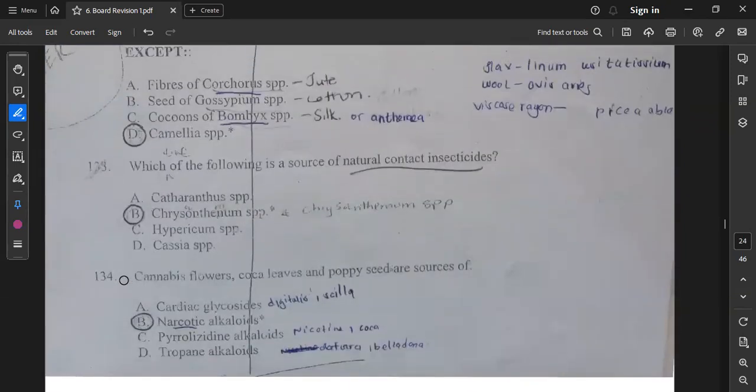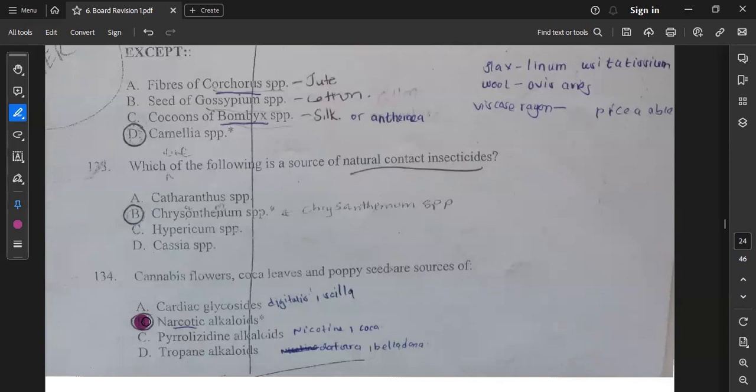Cannabis flowers, coca leaves, and poppy seeds are sources of cardiac glycosides, narcotic alkaloids, pyrrolizidine alkaloids. Yes. Someone's talking? I was saying yes to narcotic alkaloids. Okay, narcotic alkaloids, yeah. Cardiac glycosides, we've done digitalis and digoxin.